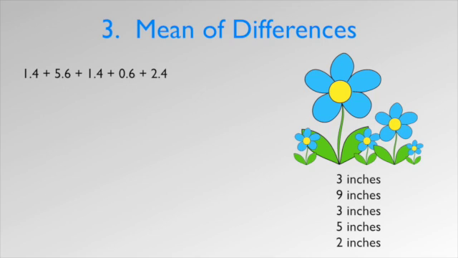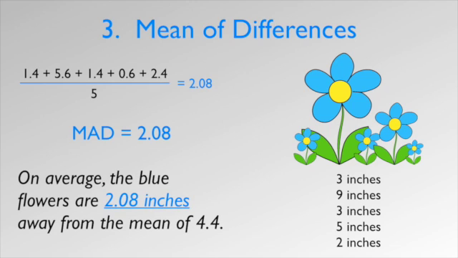So we will add those up, divide our sum by 5, and when we do that, we get 2.08, which tells us that for the blue flowers, the mean absolute deviation is 2.08 inches. To translate, in case someone didn't know what we meant by mean absolute deviation, on average, the blue flowers are 2.08 inches away from the mean of 4.4.